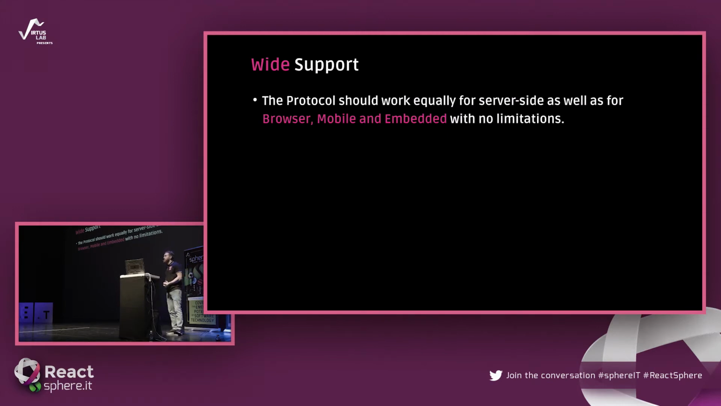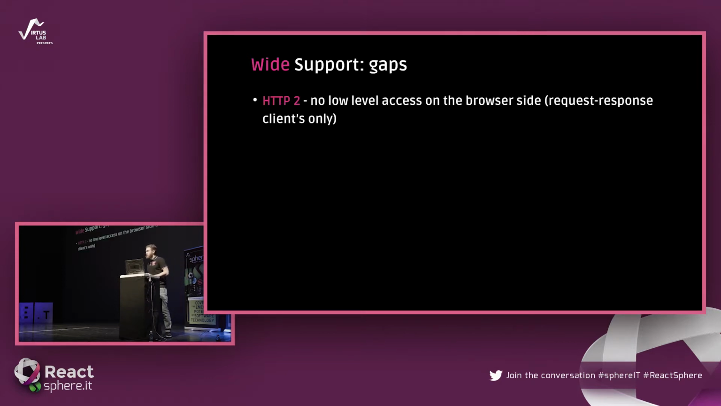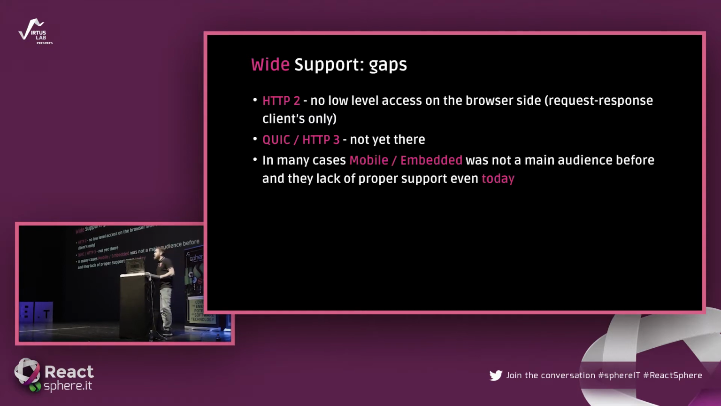And of course, we have to have the support of all these protocols like HTTP2, HTTP1, and so forth and so on, everywhere, including browser, mobile, and embedded. The problem here is, for example, HTTP2 does not have proper low-level access from the browser side, which means the only thing you have is your fetch client or XMLHttpRequest, however the client in JavaScript in the browser works, and you have to send request-response, and it's still not efficient. And yeah, QUIC and HTTP3, which should expand those possibilities, are not here yet, and we have to live somehow in mobile and embedded, because all of those protocols were developed in an era where this wasn't important.